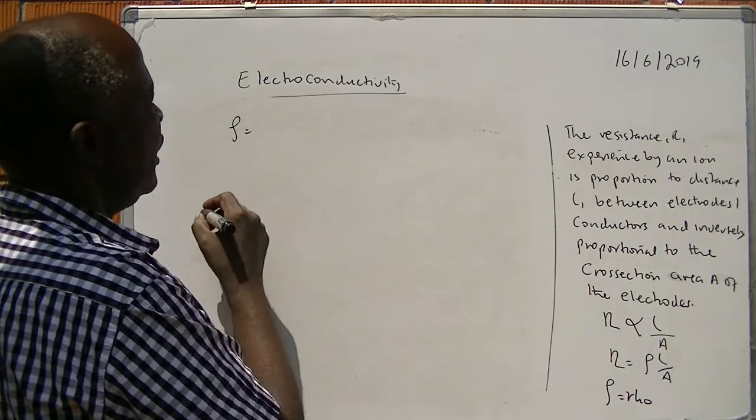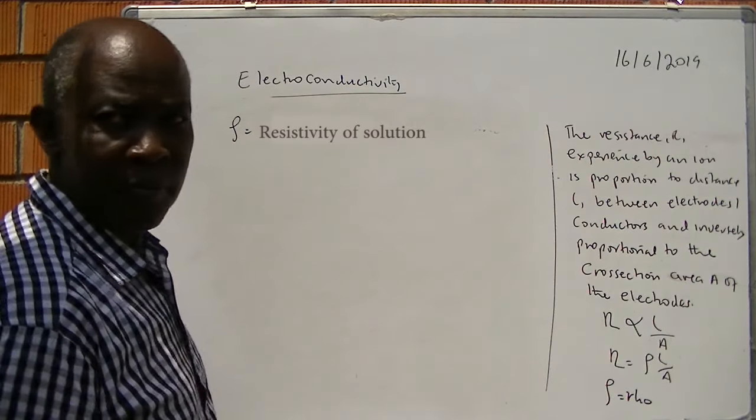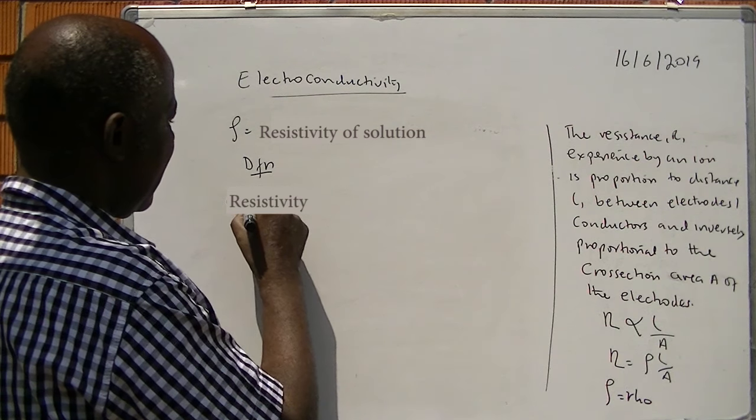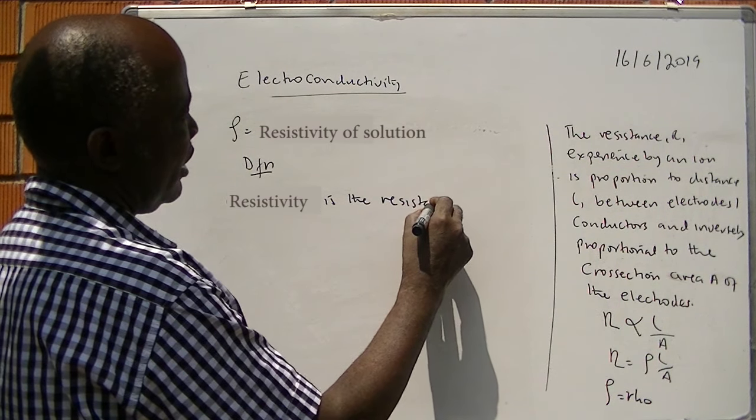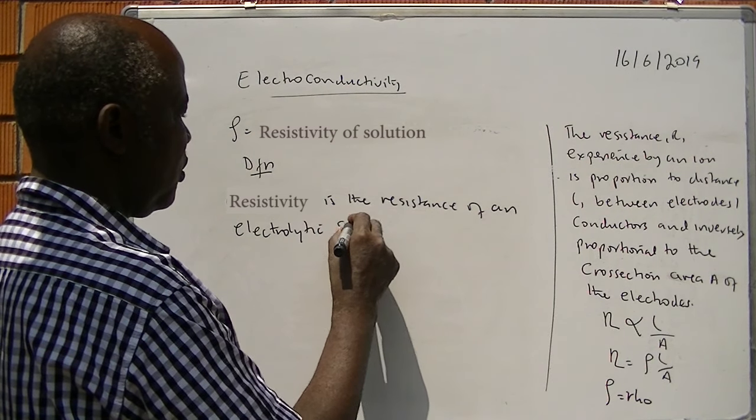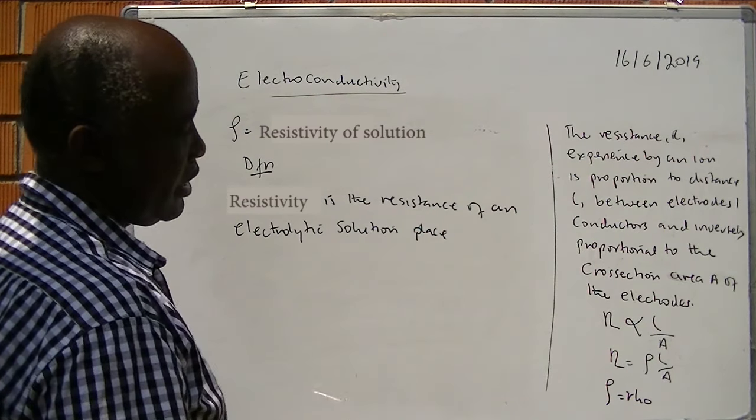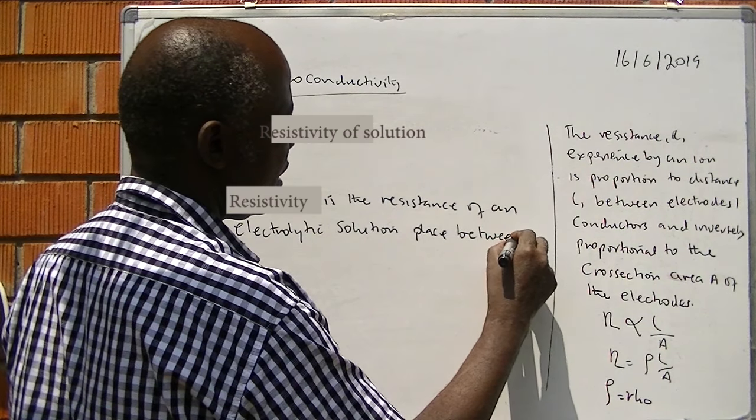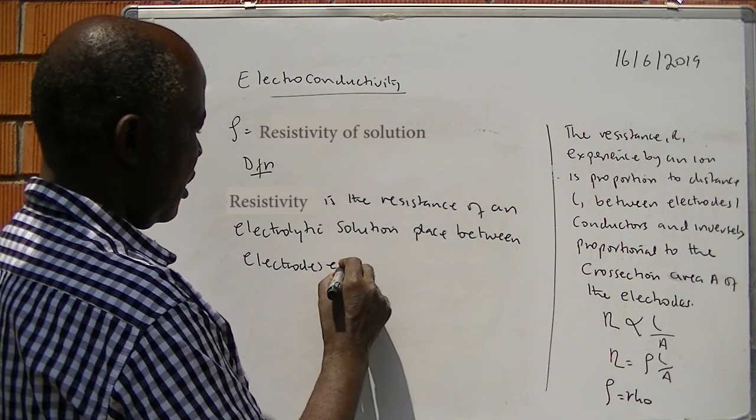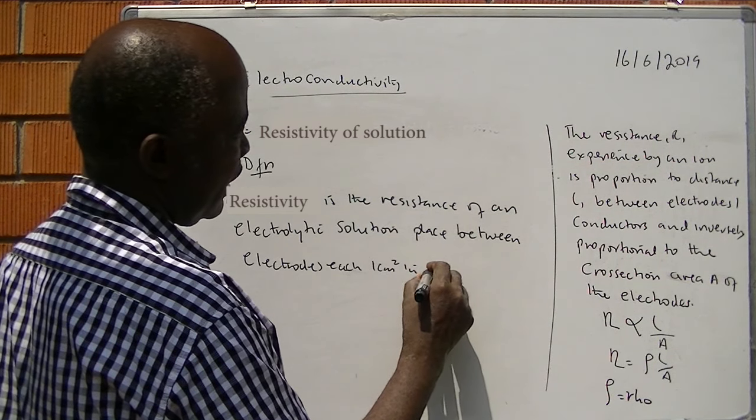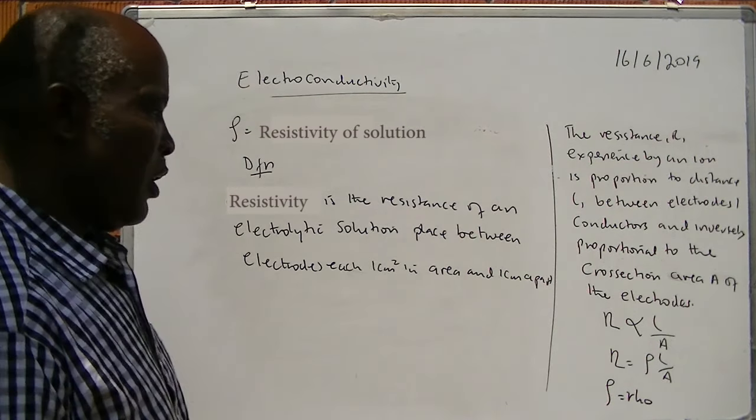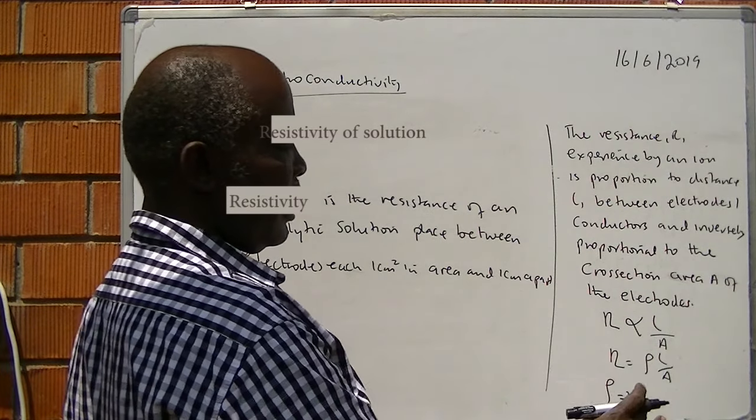Rho is called the resistivity of the solution. By definition, we can say that resistivity is the resistance of an electrolytic solution placed between electrodes each 1 cm² in area and 1 cm apart. So we are seeing that when L is 1 and A is 1, then rho is equal to R.